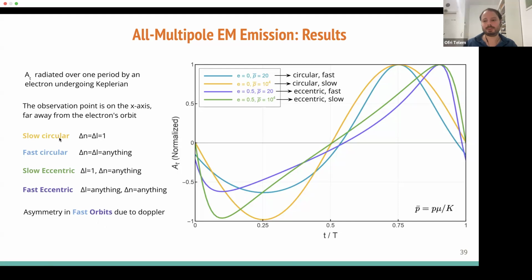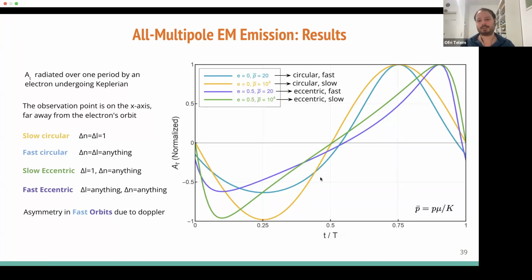Things that are slow, only the dipole radiation will dominate. So delta L is always 1, both for the yellow and the green. Things that are fast, any transition in delta L is allowed. Things that are circular are going to have delta N equals delta L, and things that are eccentric are not going to have any link between delta N and delta L.